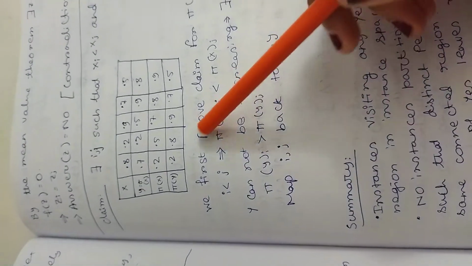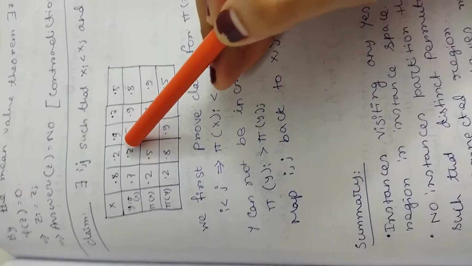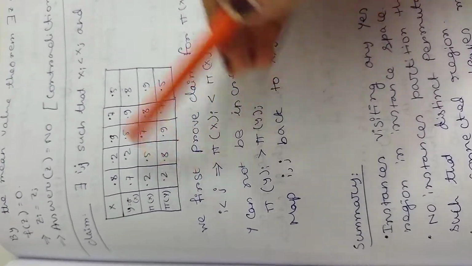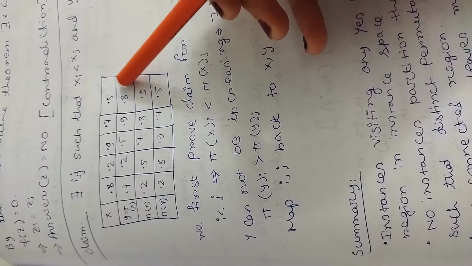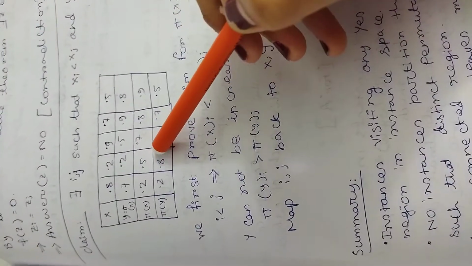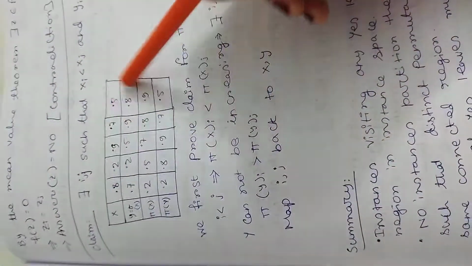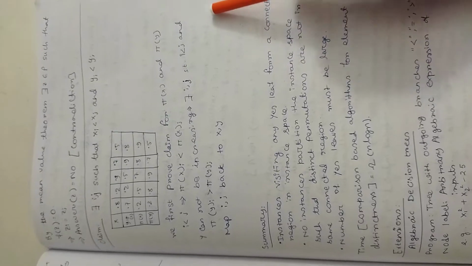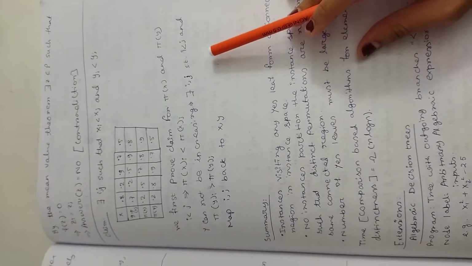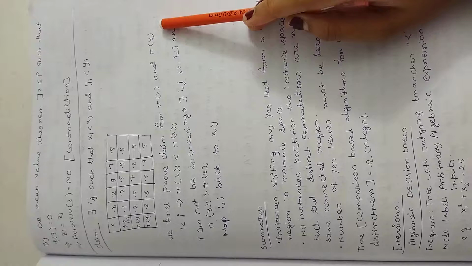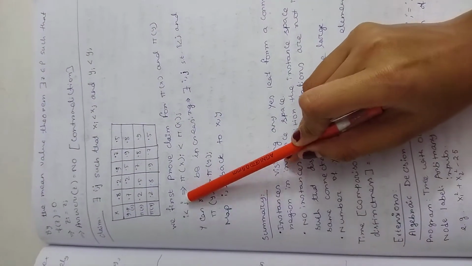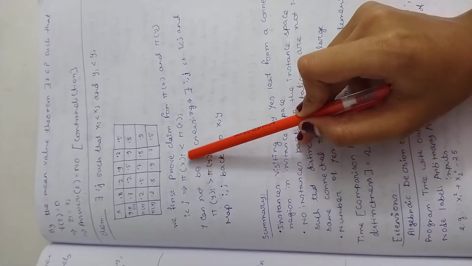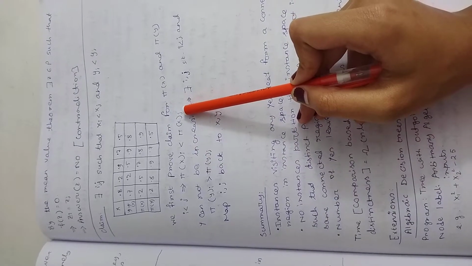So here we will calculate, like for 0.2 the value is also 0.2, so we have written it in this way, and for 0.5 the value was 0.8, so that's why we have written 8. So in this way we have calculated the chart. Then in this way we first prove the claim for pi x and pi y, that if i is less than j, then pi of xi is also less than xj.